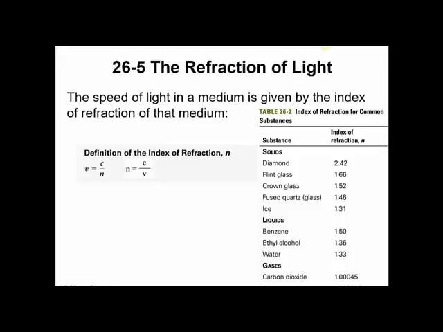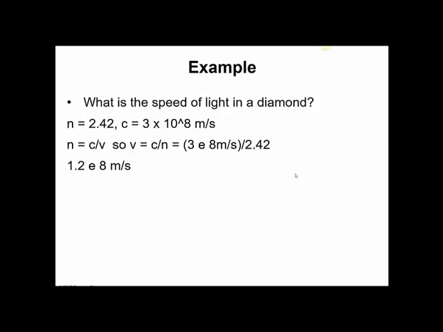But for example, diamond has an index of 2.42. So that means that the speed of light in air is more than twice that of the speed of light inside the diamond. To calculate that, all you would have to do is look up the index of refraction and plug and chug into the formula. So the velocity is going to be equal to the speed of light divided by the index of refraction, which gives us a speed of 1.2 times 10 to the 8 meters per second in a diamond.